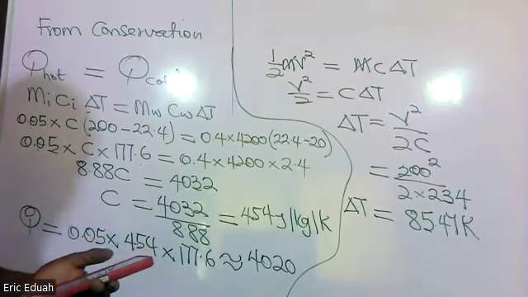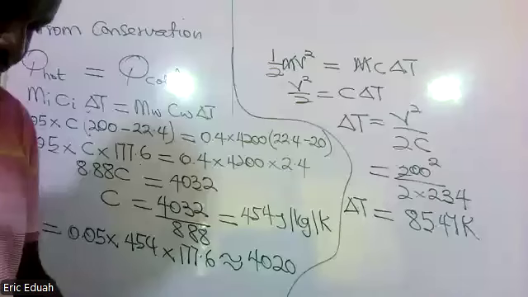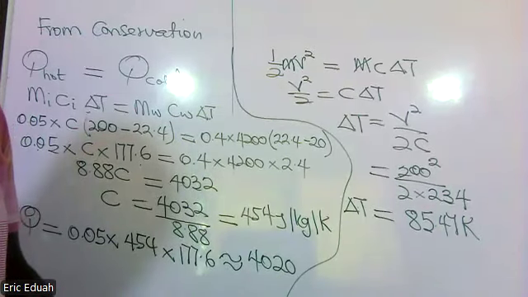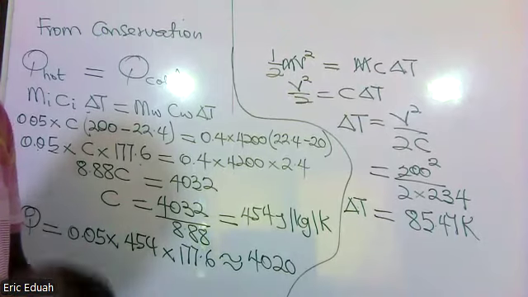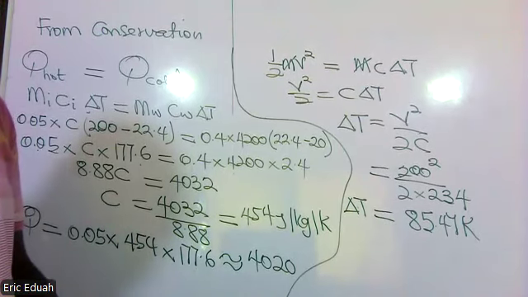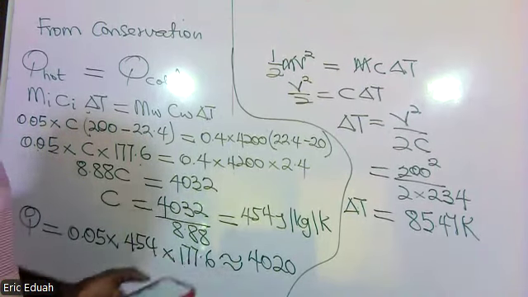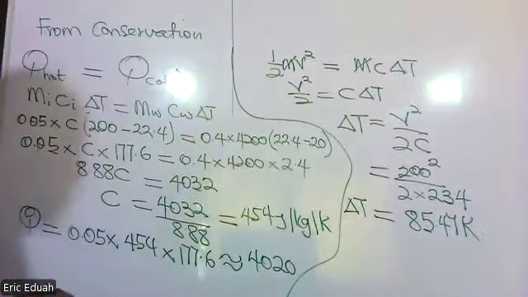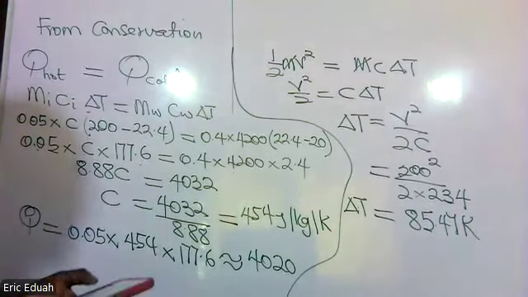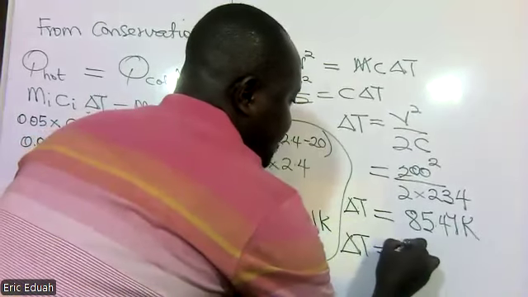Then the B question: suppose the cowboy runs out of silver bullet and fires a lead bullet of the same mass at the same speed into the wall. What is the temperature change of the bullet? Okay, so here the only difference is that we have same conditions, same speed, but we are using a lead bullet instead of silver. So the only difference would be the specific heat capacity.